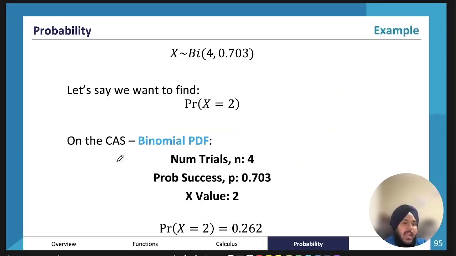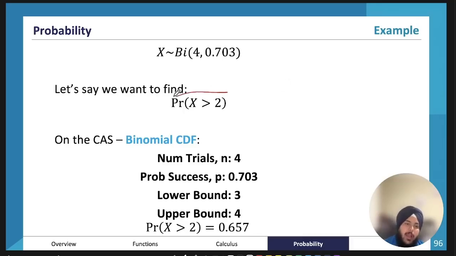So let's just say we want to find the probability X is equal to 2, given that X is binomially distributed with the number of trials being 4 and the probability of success being 0.703. On the CAS, we will use binomial PDF. The number of trials is 4, the probability of success is 0.703, and the X value in this case is 2, because that's what we're trying to determine. We put this on a calculator and we should get 0.262. So you shouldn't be doing this by hand using the formula. You should be doing all the questions on your CAS most of the time.